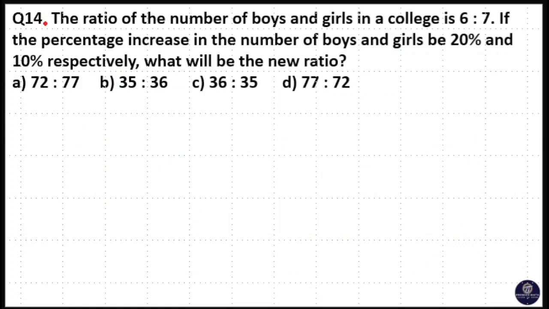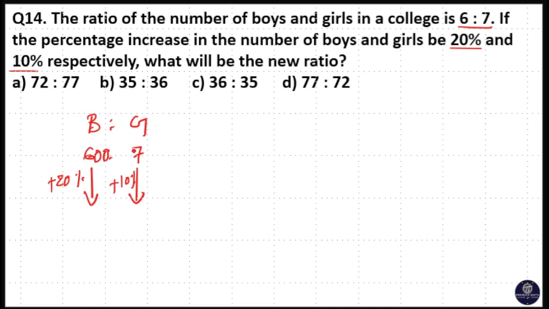Next is question number 14. The ratio of number of boys and girls in a college is 6:7. If the percentage increase in the number of boys and girls be 20% and 10% respectively, what will be the new ratio? So ratio of boys and girls is 6:7. Percentage increase of boys and girls is 20 and 10. So 20% for boys and 10% for girls.